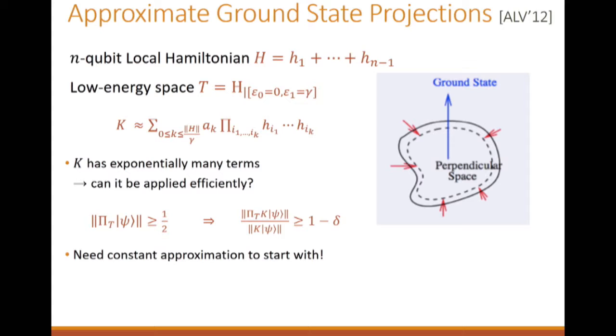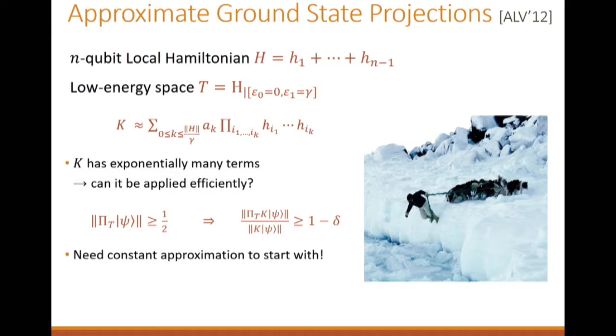This approximation, this hand-wavy calculation I did for you, is telling you that if you're close to the ground space, then you can improve things fairly efficiently, maybe, assuming we manage to deal with this sum there. The problem is how do you find a constant approximation? And that's the difficulty here.